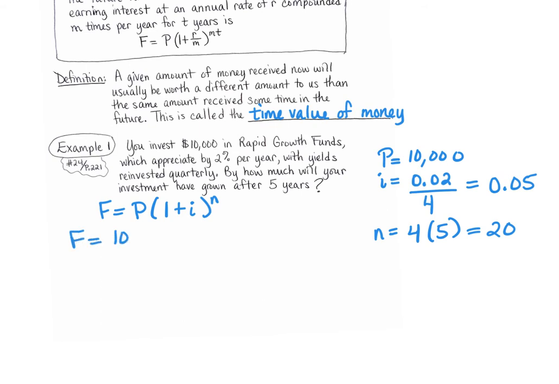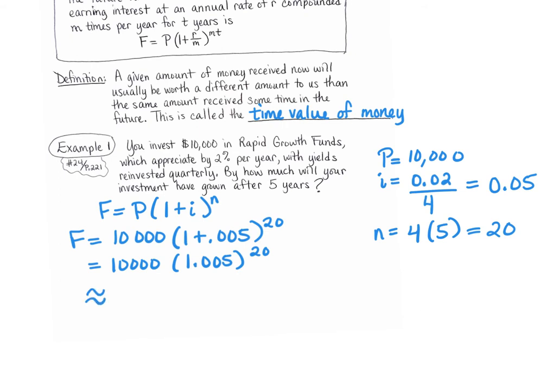That means F is equal to 10,000 times the quantity 1 plus 0.005 raised to the 20th, which is 10,000 times the quantity 1.005 raised to the 20th. Entering that into your calculators gives approximately $11,048.96. But what was our original question?